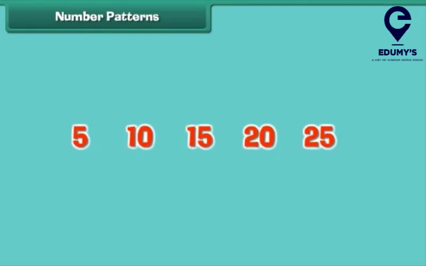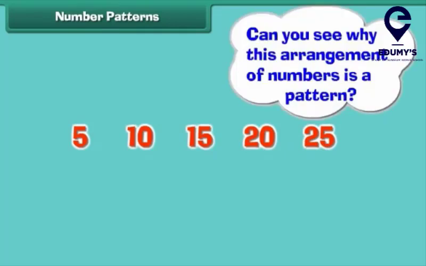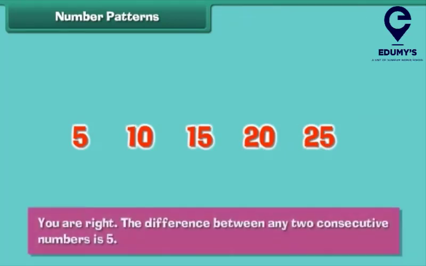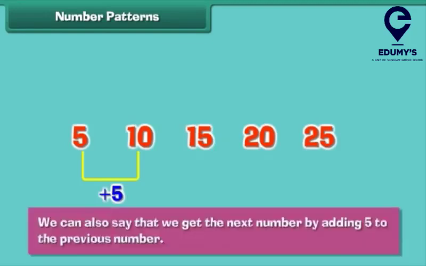Let us look at another number pattern. 5, 10, 15, 20, 25. Can you see why this arrangement of numbers is a pattern? You are right. The difference between any 2 consecutive numbers is 5. We can also say that we get the next number by adding 5 to the previous number.